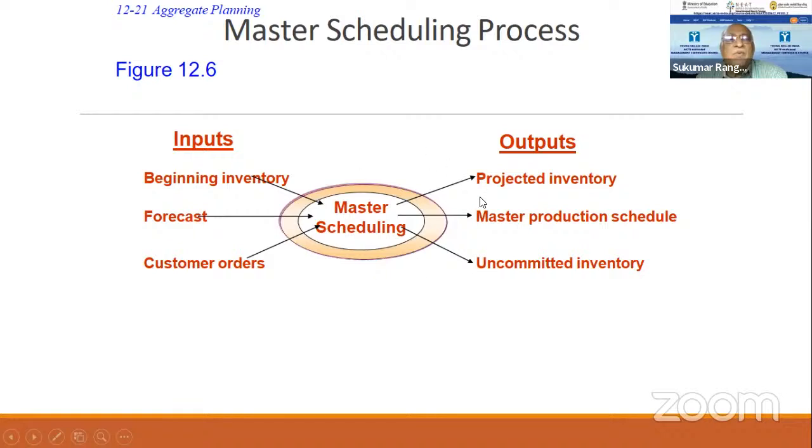So the input for the master scheduling is what is the inventory you have on hand, what is the forecast, what are the customer orders which you have received. With these three inputs, you schedule your production for the immediate plus one, plus two months. And from there, the projected inventory, the master production schedule comes out, and what uncommitted inventories you may land up with.